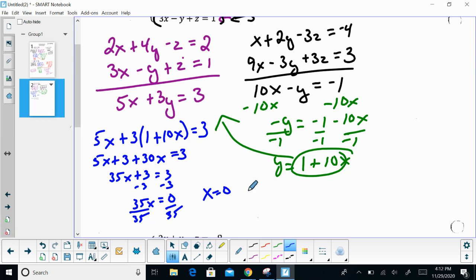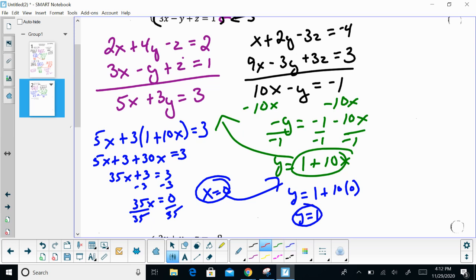So now that I've got my x, I'm going to take this information and plug it back into this equation over here. So I'll have y equals 1 plus 10 times 0, or y equals 1. Now I have two of my variables.